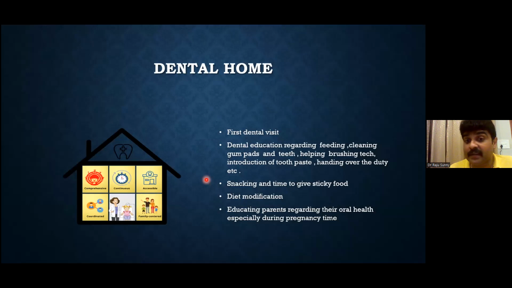Even for the pediatric toothpaste, like Kidodent or Colgate Kids, it's all written here and there that less than the age of 6 years, it should be used only under parental supervision. So the child cannot take toothpaste alone. So what age a toothpaste should be introduced for the child, what age a toothbrush should be introduced, how the gum pads have to be cleaned, how to do the brushing for a child patient, or how to hand over the duty.